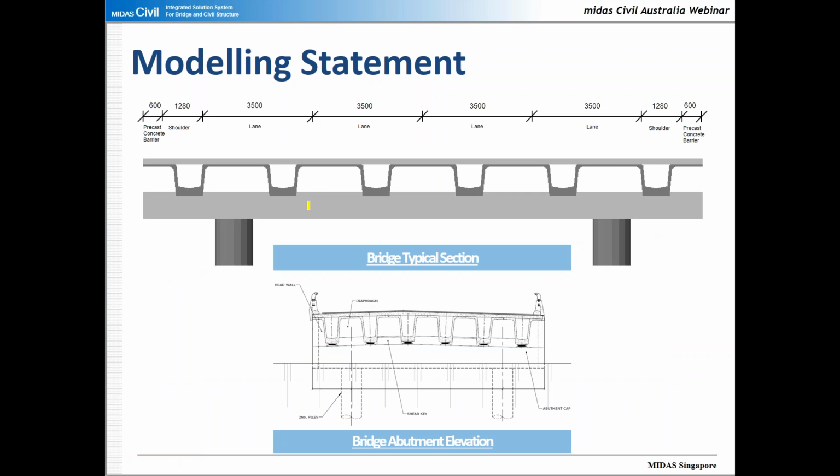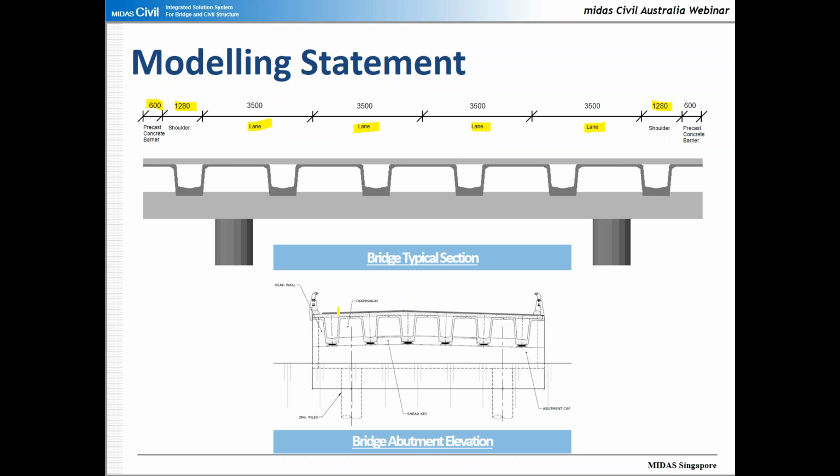Looking more about the bridge section, we can see that there are 4 lanes on the bridge. So we have lane 1, lane 2, lane 3 and lane 4. And width of each lane is 3.5 meters. Then there are 2 shoulders, each of width 1.28 meters on each side. Then the width of the precast concrete barriers is 600 mm. In the next figure, we can see the headstock. We can see the details of the headstock in this figure.